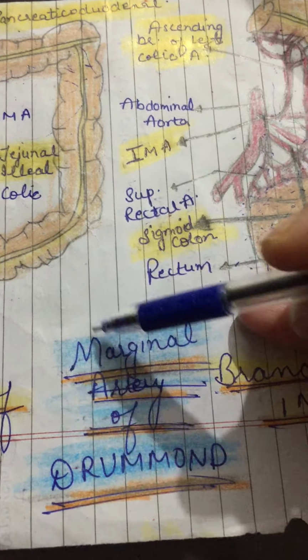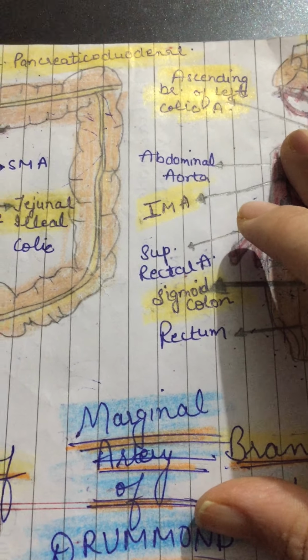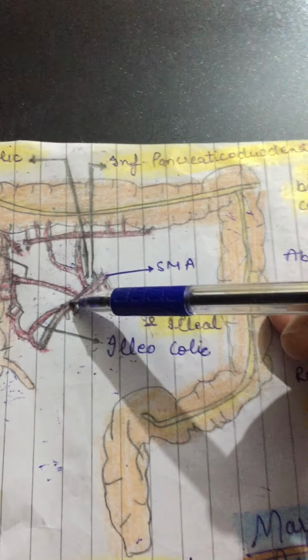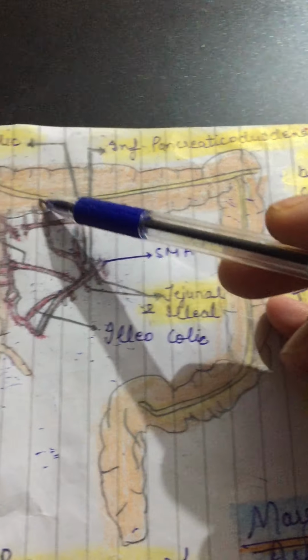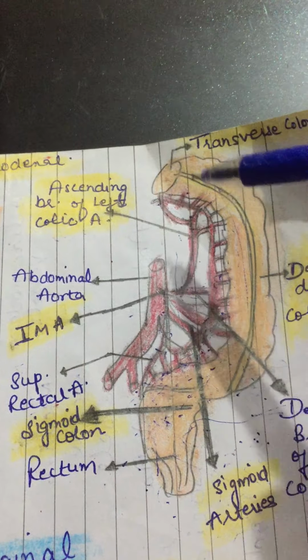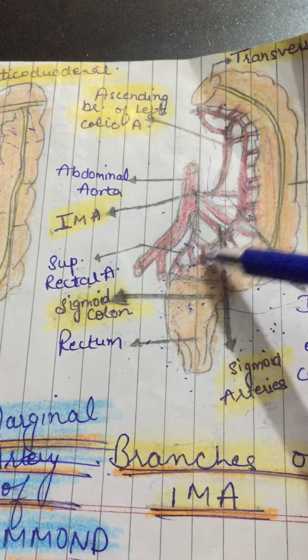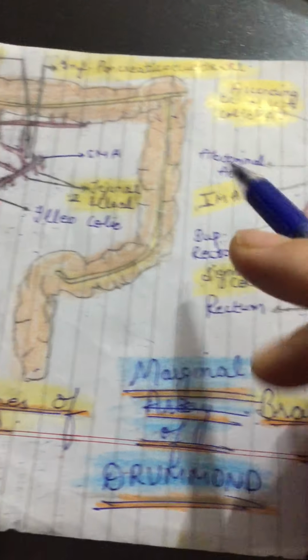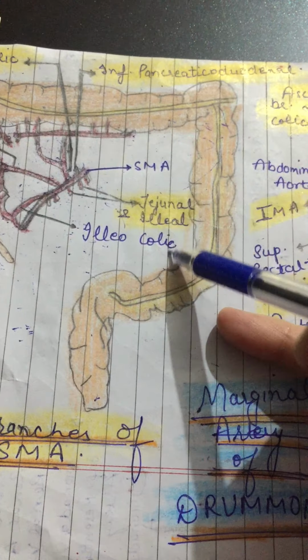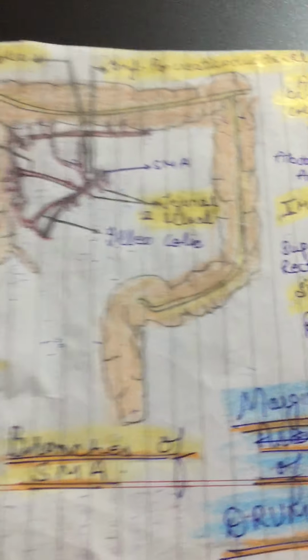One more thing is important here. I have written the name marginal artery of Drummond. What is this marginal artery? It is formed by anastomosis between the main arteries supplying the colon, namely ileocolic, right colic, middle colic, and left colic. These all form a marginal artery from here till here, superior and inferior. So this whole artery forms an arterial arcade. If we complete this arc, it forms a complete arterial marginal artery, which is called the marginal artery of Drummond.